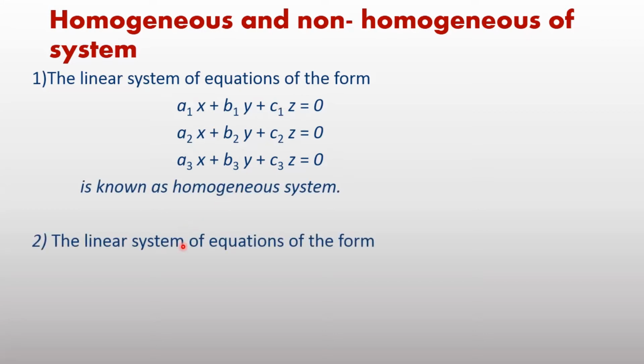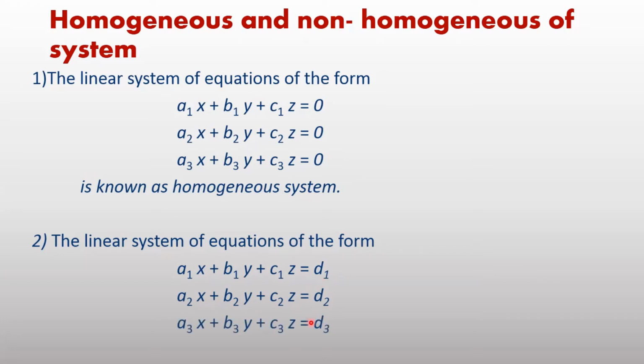And if a constant is present, a real number, then it is known as a non-homogeneous system of linear equations. First, consistency is covered. Now here, homogeneous and non-homogeneous.